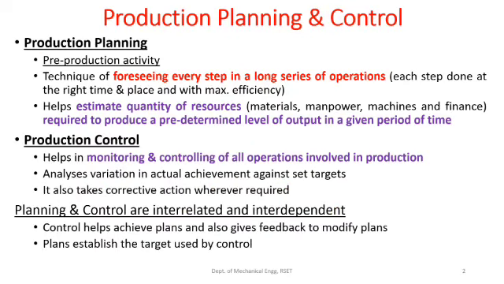Now, production planning and control, or in short PPC, is one of the major functions in a manufacturing organization, or in any organization for that matter that is involved in production of products or goods. We call it PPC because even though it involves two activities, production planning and production control, which are two separate activities, they are interrelated and interdependent on each other. So that is why we club these two together and call it a function called production planning and control.